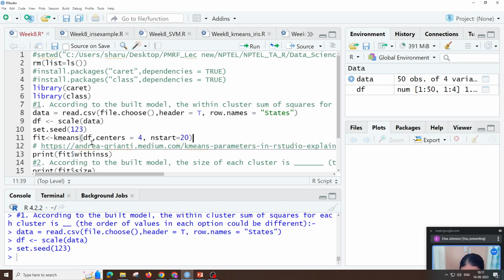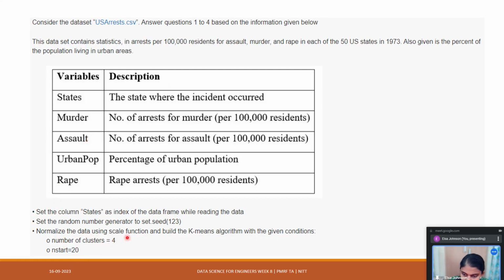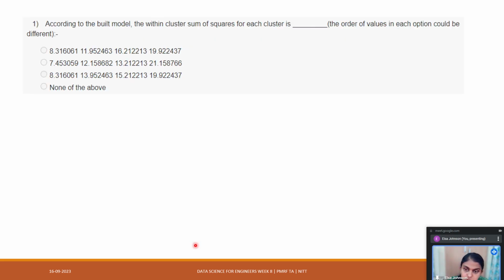Okay, so this is the k-means clustering that we have to do. We have normalized the data using the scale function and we are building the k-means algorithm. The first question is: according to the built model, what is the within cluster sum of squares for each cluster? You have to find it out.